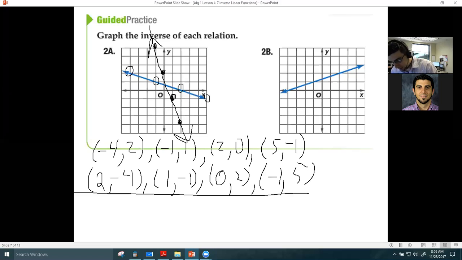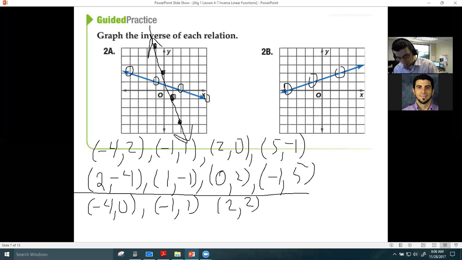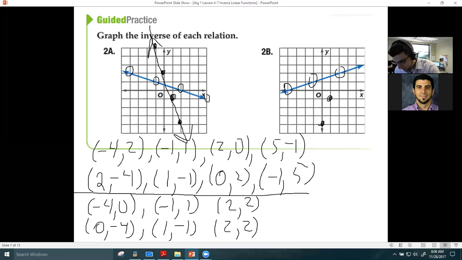So this one has the points negative 4, 0, negative 1, 1, 2, 2. And actually that's enough. So flip-flop the points. Okay, so 0, negative 4 would be right here. 1, negative 1 would be right here. 2, 2 would be right here. If you connect them with a line, it goes right there.